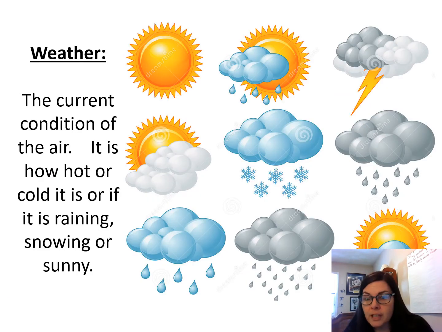One of the things that changes a lot in nature is the weather. Our next vocabulary word is weather, boys and girls. That's the current condition of the air. Is it hot out? Is it cold out? Is it raining? Is it snowing? Is it sunny? Is it cloudy? That is the weather. And we know the weather is always changing.